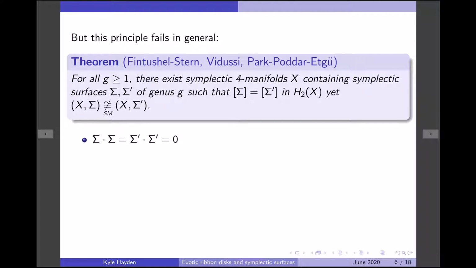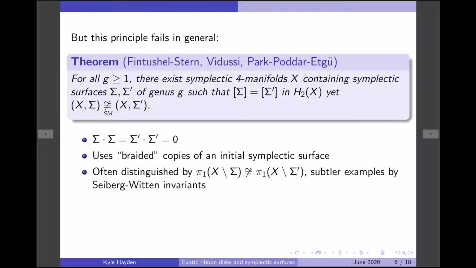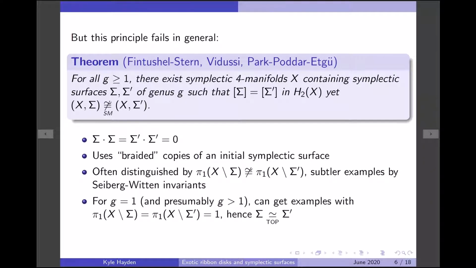A couple of remarks on this set of results. All the surfaces involved have self-intersection 0, and that arises because of the underlying construction, which begins with an initial symplectic surface and takes parallel copies of it and braids them together in some sense. Now, the surfaces constructed can often be distinguished using the fundamental group of their complements, but there are subtler examples that require more machinery like Seiberg-Witten invariants. For genus 1 and presumably higher, you can get examples where the complements of the surfaces are simply connected, and then that will let you conclude that the surfaces are topologically isotopic and therefore smoothly exotic.